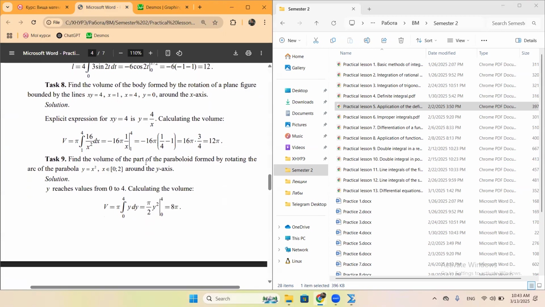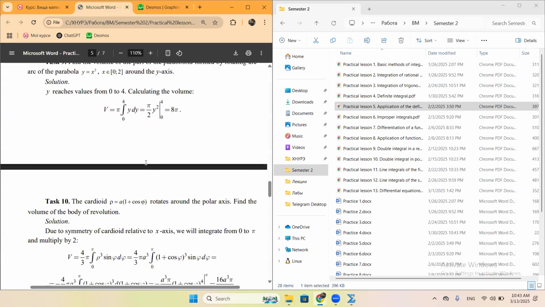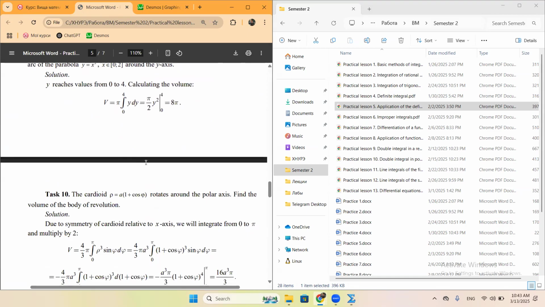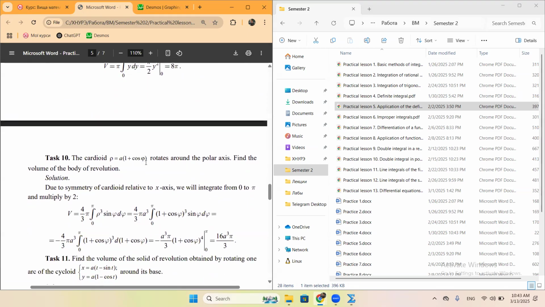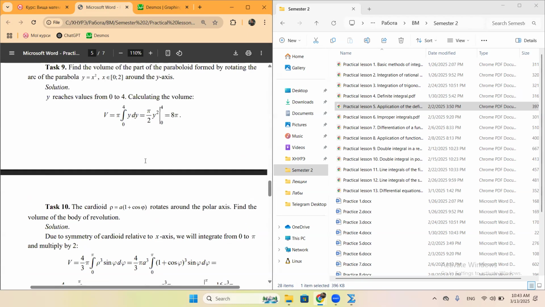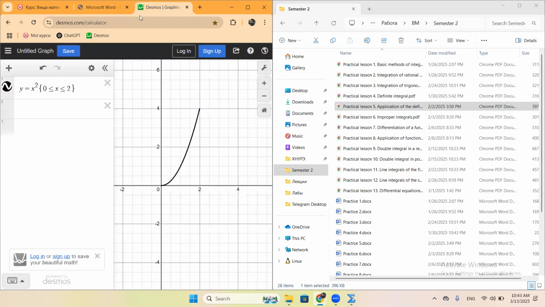So we need to find the volume of revolution for the rotation of a cardioid around the polar axis. So let me remind you the formula of the cardioid.